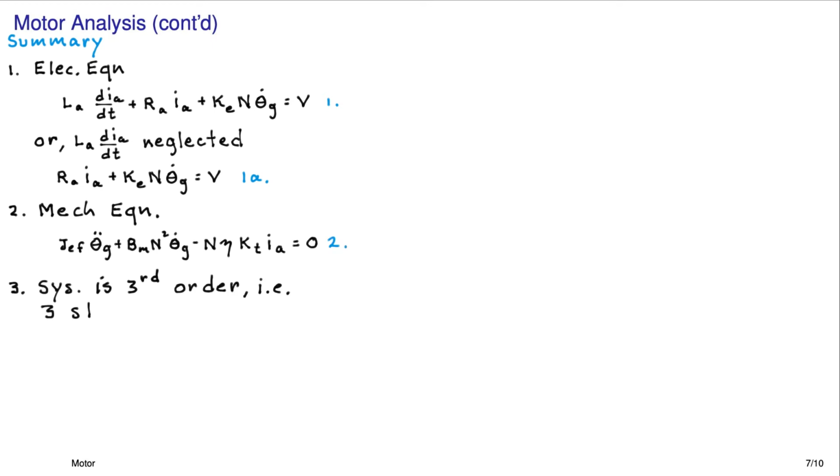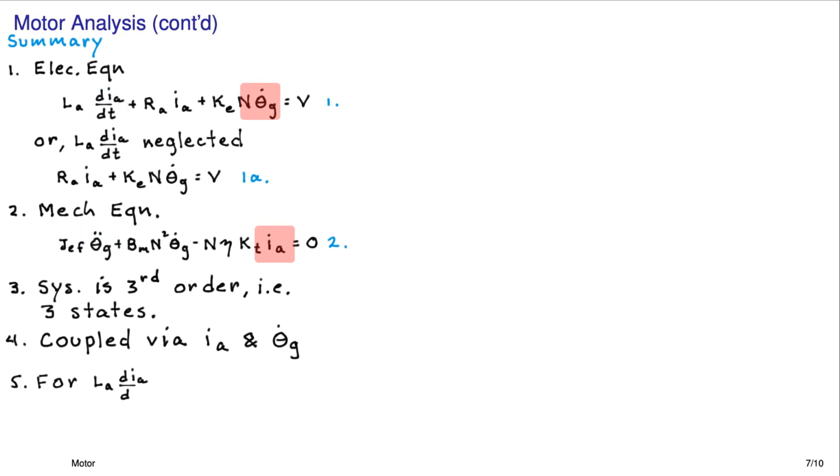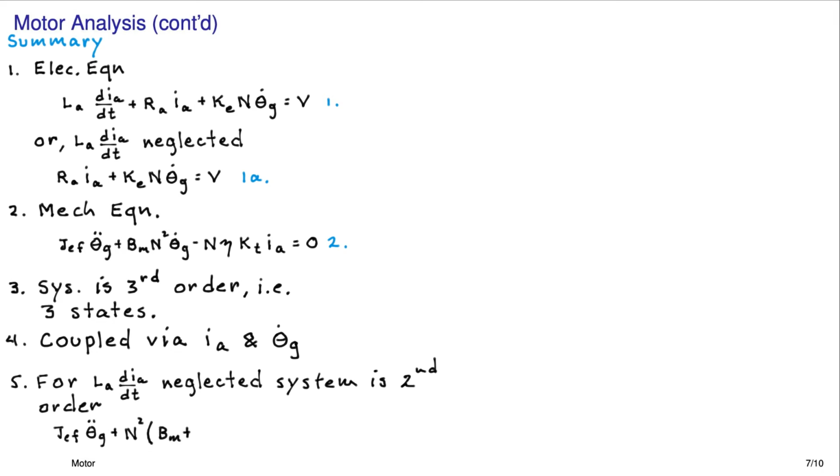And a couple notes. This is a third order dynamic system. As long as you don't neglect that LA dia dt term, you have two states associated with the mechanical equation and one state associated with the electrical. And these two equations are coupled via the ia and the theta g. And finally, if you do neglect that LA dia dt term, then you go down to a second order differential equation, and it looks like this.